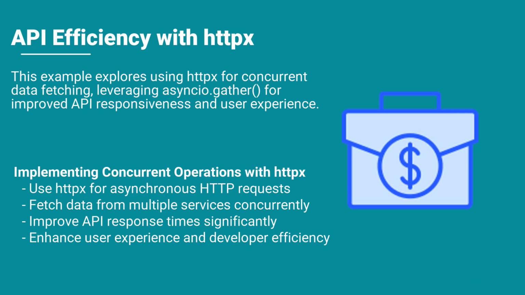In this example, we're going to dive into HTTPX, which is an asynchronous HTTP client, and it's pretty cool because it allows us to fetch data from two different services. And we can do this concurrently. Now, what's really neat here is that we're using the asyncio.gather function. This function enables us to run both fetching operations at the same time, which means we're significantly shortening the total response time for clients of your API.